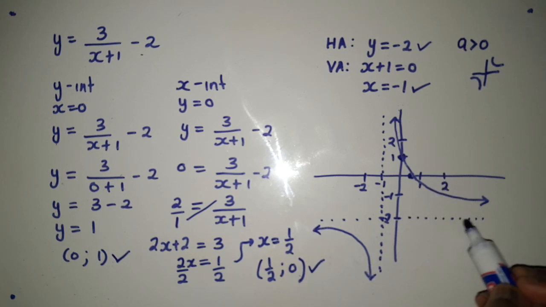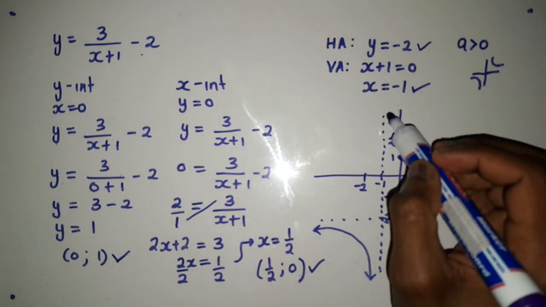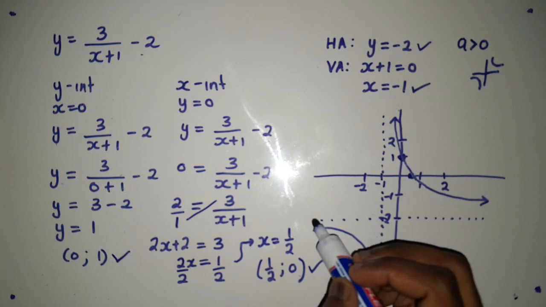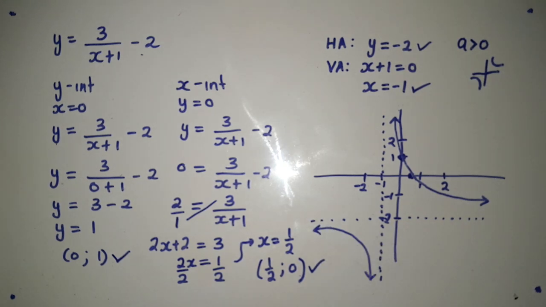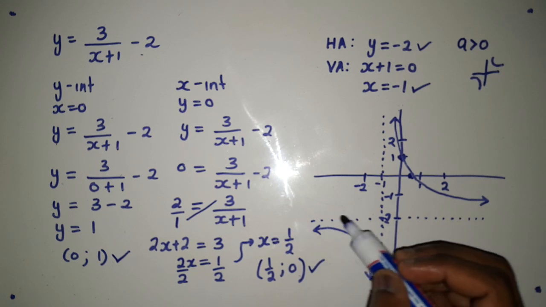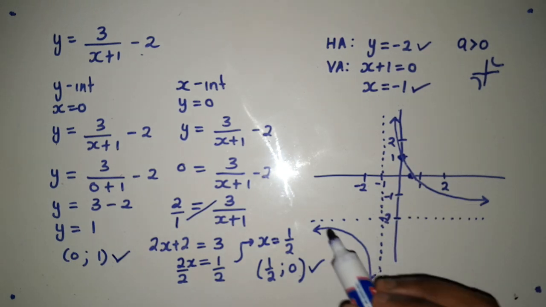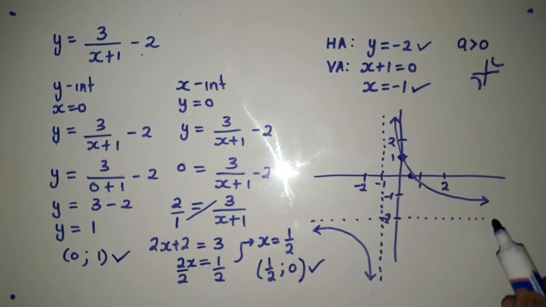These two lines, we have this line with dotted lines like this, and also this one. They are our asymptotes. That means our graph should not touch those dotted lines at -1 and also -2. Then we have managed to sketch our function for this given equation.